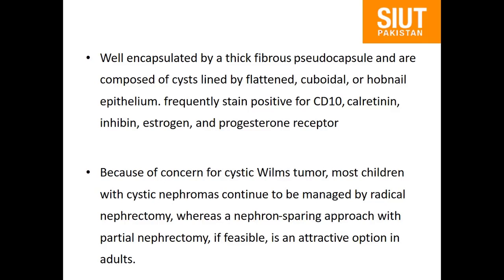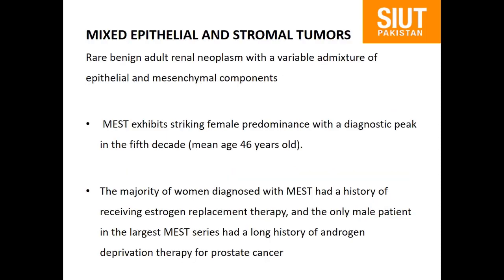It is well encapsulated by a thick fibrous pseudocapsule and is composed of cysts lined by flattened cuboidal and hobnail epithelium, frequently staining positive for CD10, calretinin, inhibin, and estrogen and progesterone receptor. Because of concern for cystic Wilms tumor, most children with cystic nephromas continue to be managed by radical nephrectomy, whereas a nephron-sparing approach with partial nephrectomy is a feasible and attractive option. Again, it is a biopsy diagnosis in children.